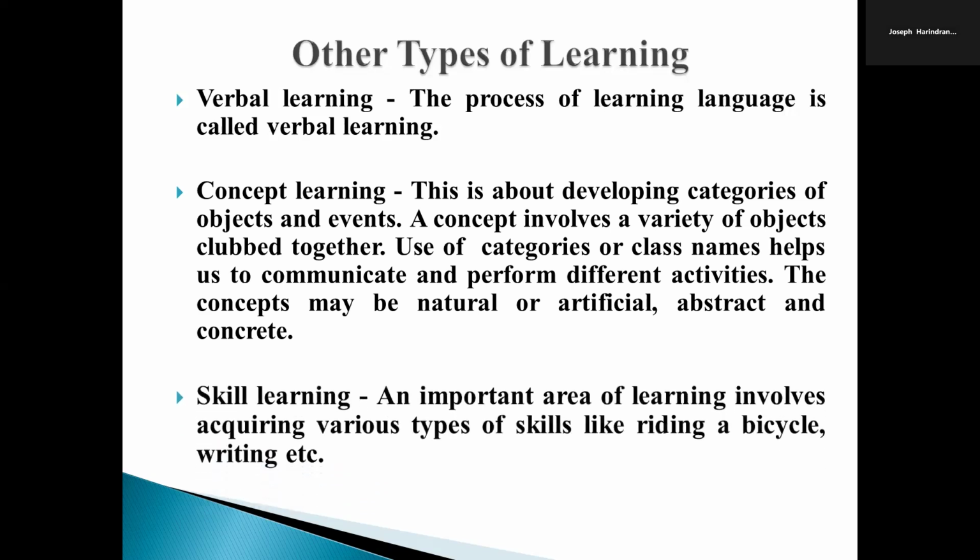Skill learning, an important area of learning, involves acquiring various types of skills like riding a bicycle and writing. It requires some practice, of course. It is learning through training: trying to hold a pen and write, handwriting skills, bicycle, cooking, all this. There are many skills you can learn by acquiring them in this way. This type of learning is called skill learning.